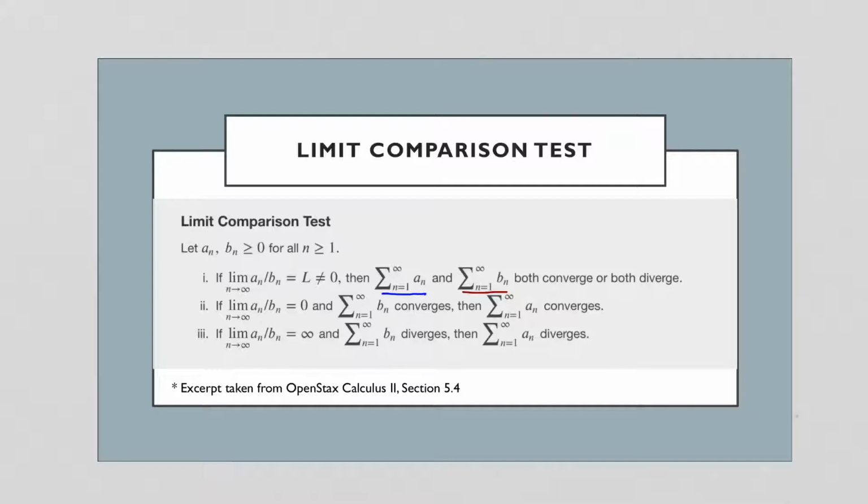Just like the direct comparison test, our terms have to be greater than or equal to 0. In other words, the limit comparison test must be done on positive term series. However, unlike the direct comparison test, the order of these terms doesn't have to be shown. We do not have to show that a sub n is smaller than b sub n or a sub n is larger than b sub n.